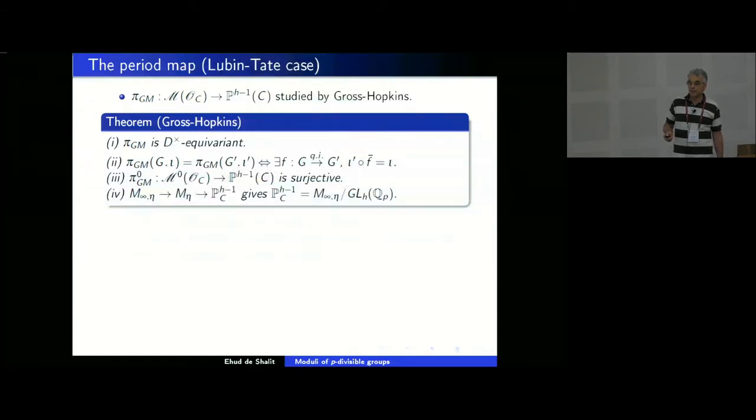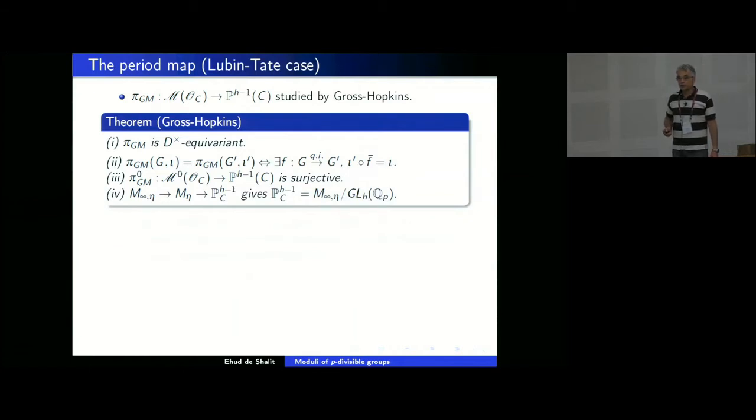And on M infinity, we had an action of GL_h(Q_p). Now, when you mod out by GL_h(Z_p), you get M_eta. Okay, this simply means modding out by GL_h(Z_p) simply means forgetting the p to the infinity level structure, right? But what is modding out by GL_h(Q_p)? Modding out by GL_h(Q_p) is more than forgetting the p to the infinity level structure. It's also allowing isogenies, right? If you think of what it means, the difference between Q_p and Z_p is also allowing isogenies.